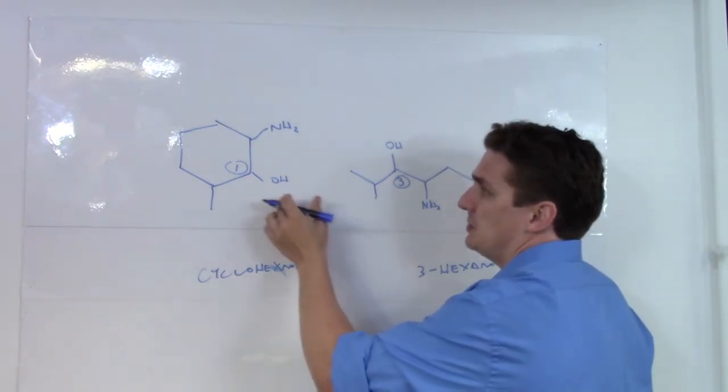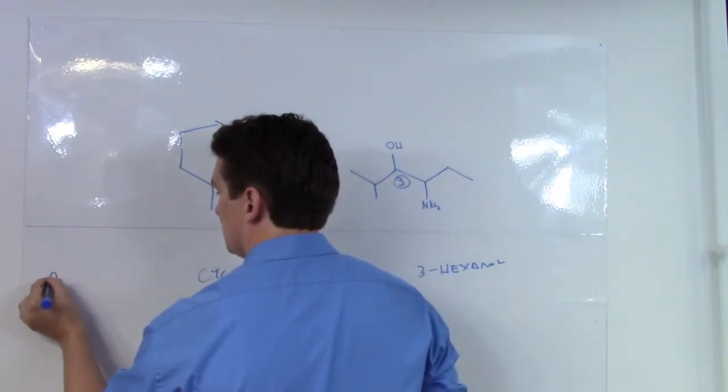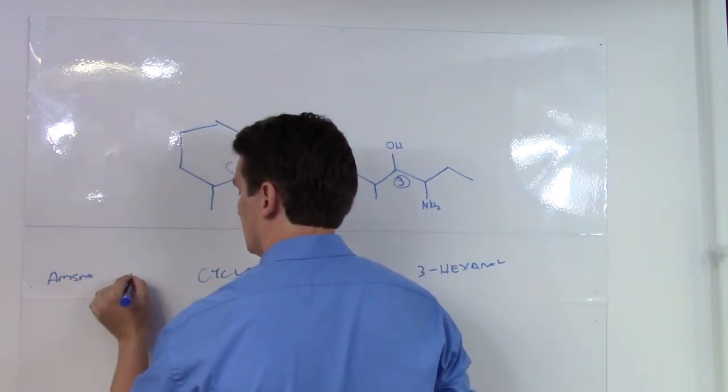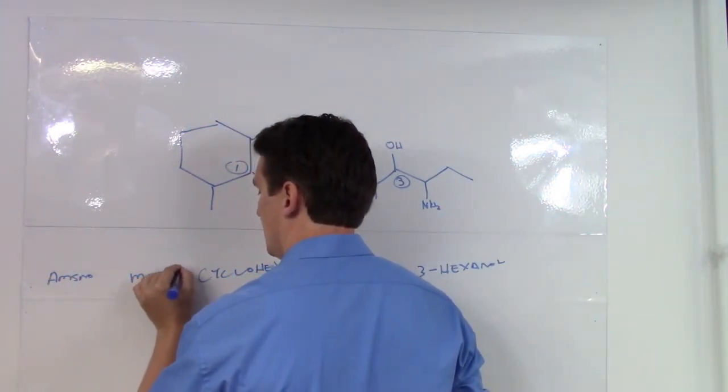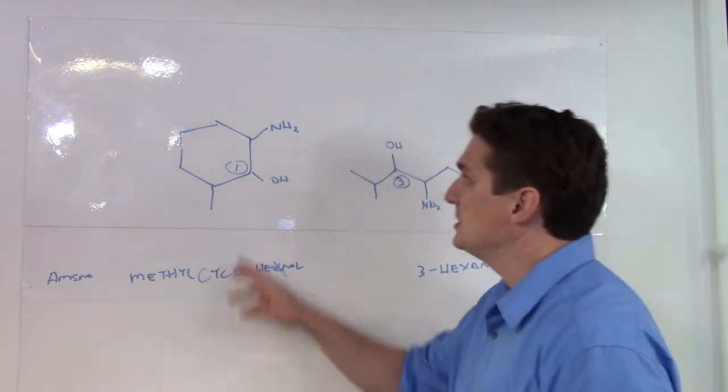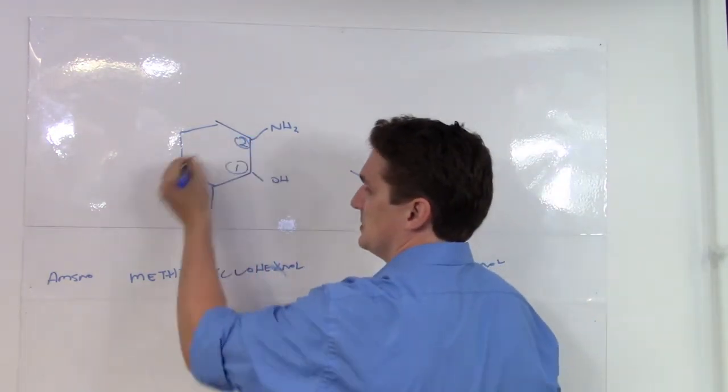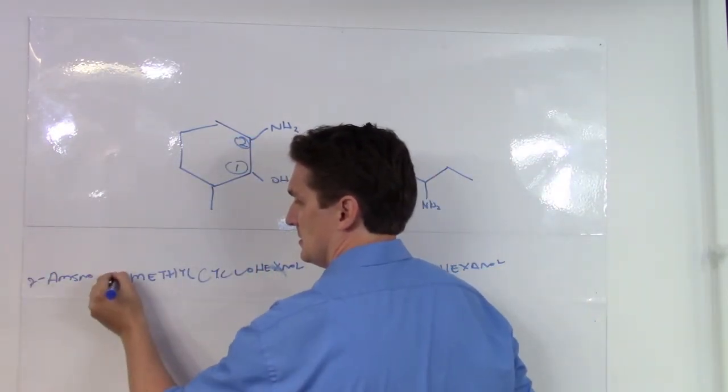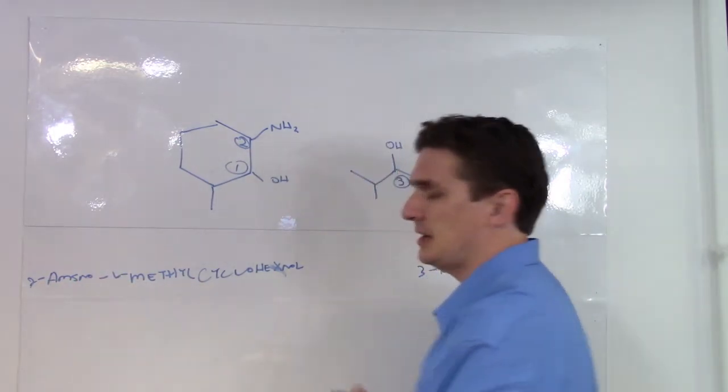So in the case of this ring, we have an amino group and a methyl group. And we want to minimize the numbering, so this ends up being 2, 6. So 2-amino, 6-methyl, cyclohexanol.